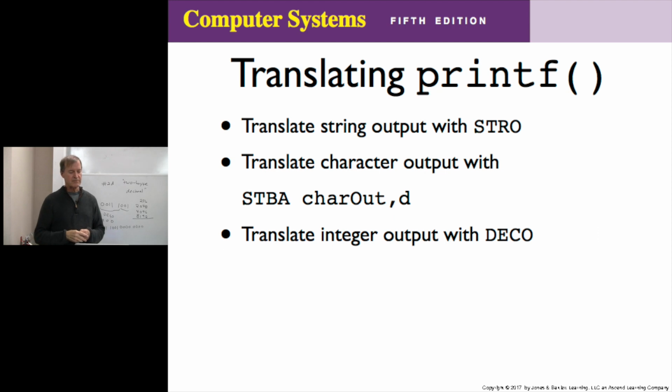All right, so here are some guidelines on how to translate the C printf statement. If you ever have to output a string, then you do that with stro. Like if your printf wants to output a string, then the way that gets translated is with the string output instruction. If you ever want to output an individual character, you do that with store byte accumulator. And now look, what do you suppose char out is?